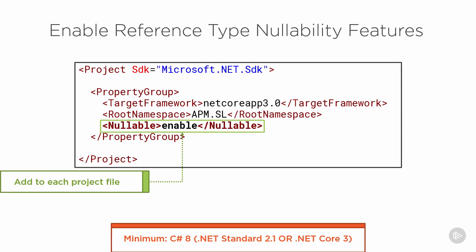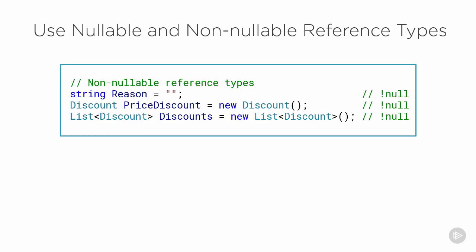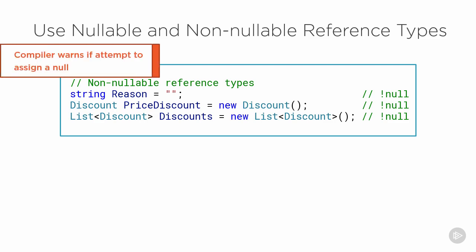Once reference type nullability is enabled, use non-nullable reference type variables whenever you can. A non-nullable reference type variable must be initialized to a valid default value and cannot be assigned to null. The compiler then provides warnings if the code attempts to assign a null to any non-nullable variable.